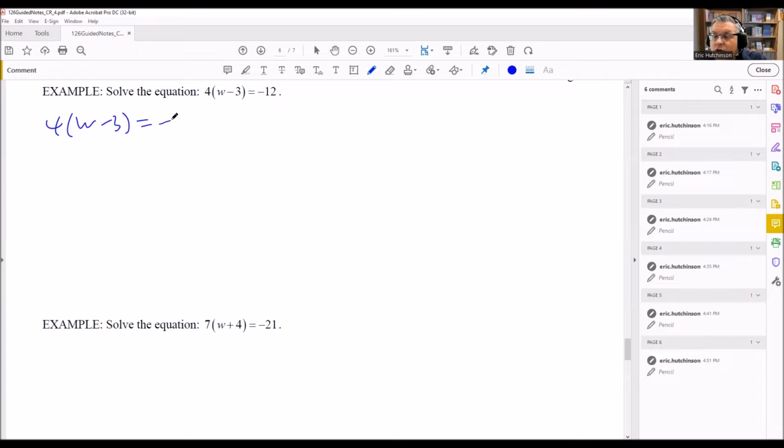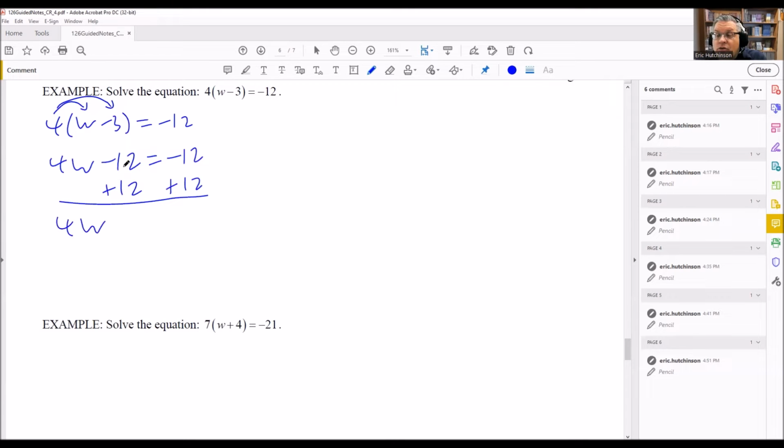The first method would be using the distributive property. So I'm going to do 4 times w and then 4 times -3. And if I multiply that, I get 4w minus 12 equals -12. So now the next step would be to get rid of the -12 because I want to get the w by itself. So to do that, that means I would just add 12 to both sides.